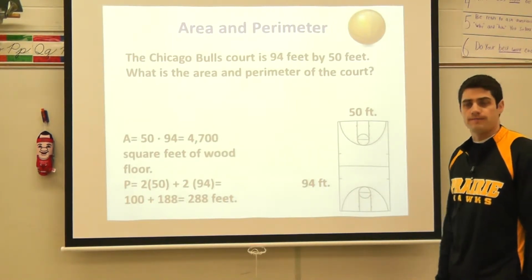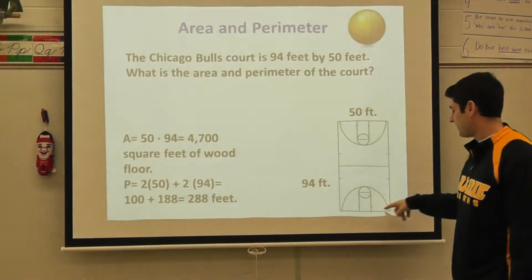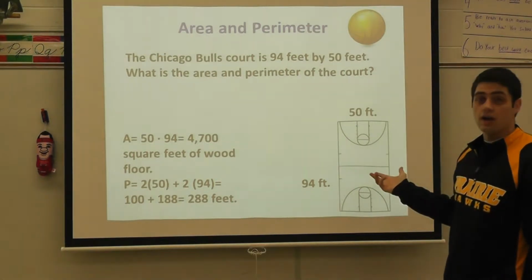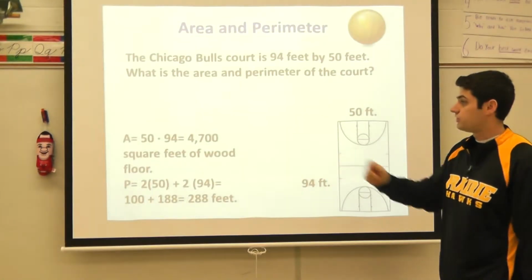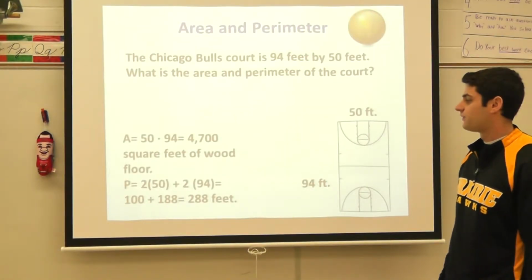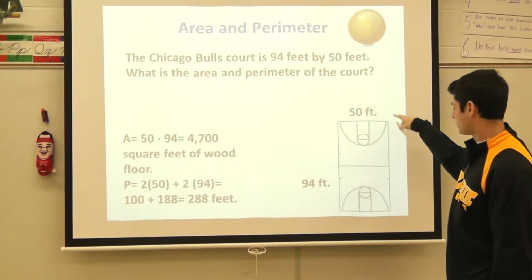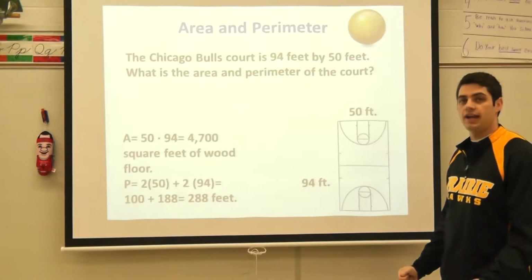All right, let's take a look at perimeter. So in the perimeter, I know again, 50 feet here, 50 feet here, 94 feet there, 94 feet there. So I could do 2 times the length plus 2 times the width. So 2 times 50 plus 2 times 94 is going to equal 288 feet. So the distance around the outside of this basketball court is 288 feet.